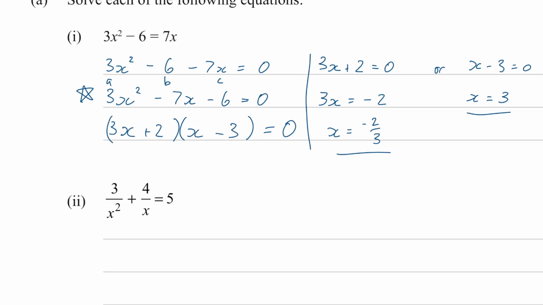So in an algebra exam situation, getting to this quadratic equation is the key step, and then how you solve it, that's up to you.